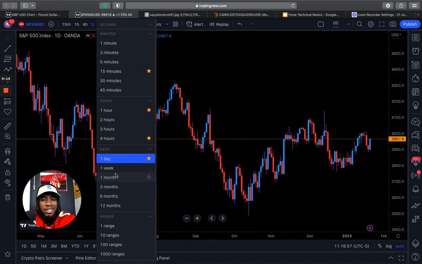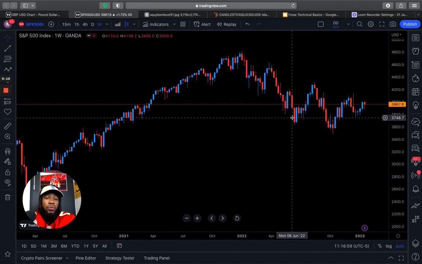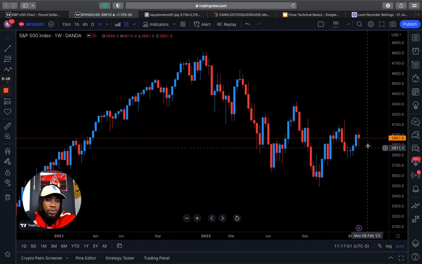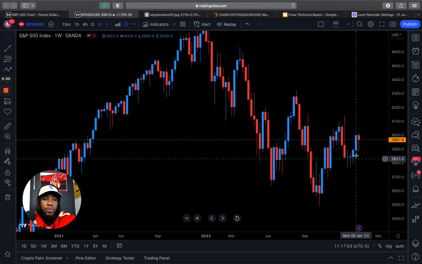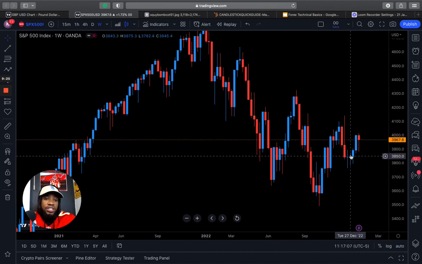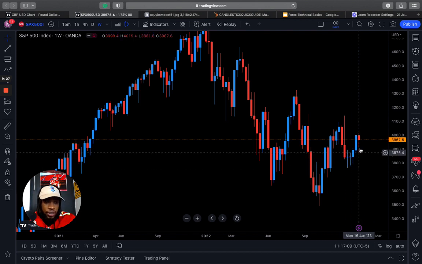And also, I sometimes like to take a look at the weekly, right? On the weekly, especially on Sundays, I want to see what exactly the candlestick of last week was. What was its price action? What was its structure? And then I want to look at the previous. So we're looking at this.